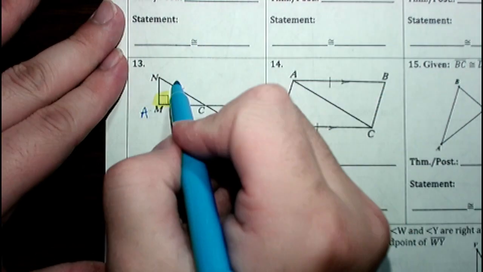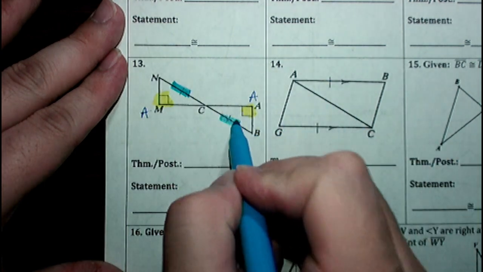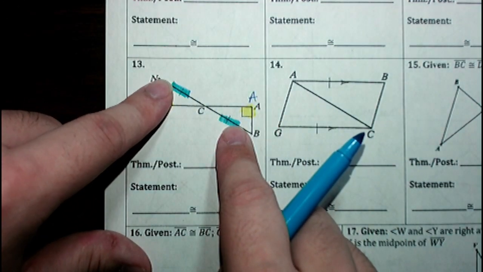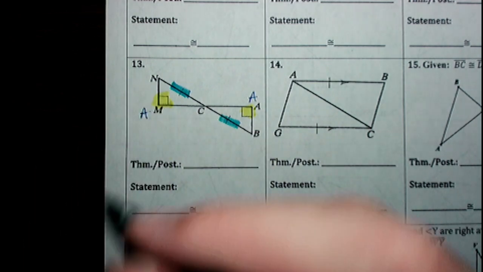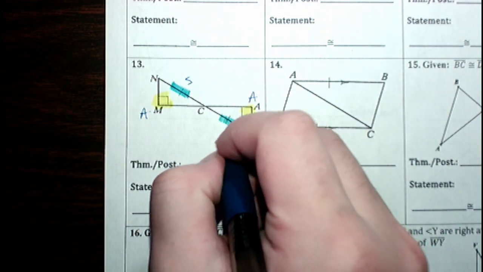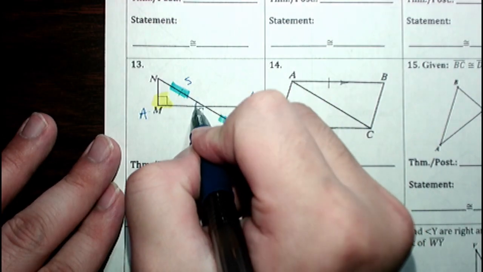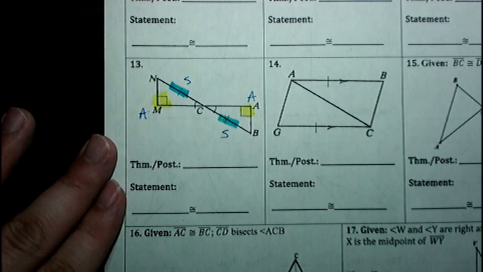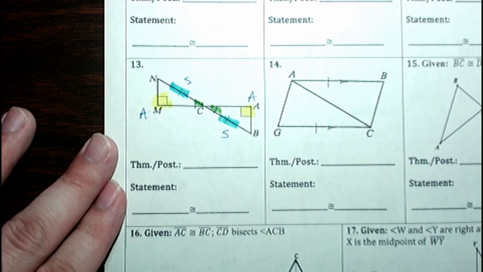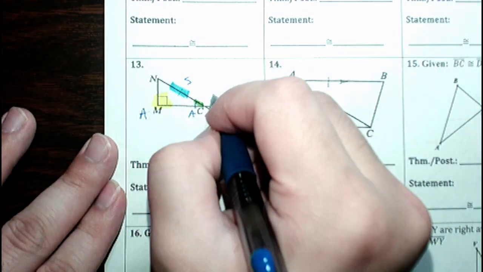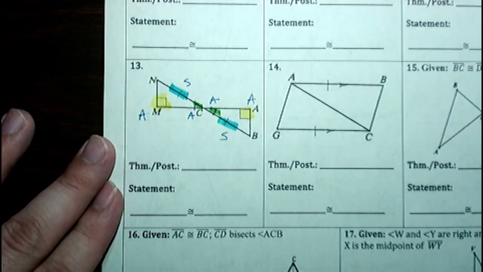And this side corresponds with this side, and they're both congruent because they have the same number of tick marks here. They have one each. So they get a little S here and an S there for side. And then we have the vertical angles. So those two angles are congruent. So they get an A here and there.